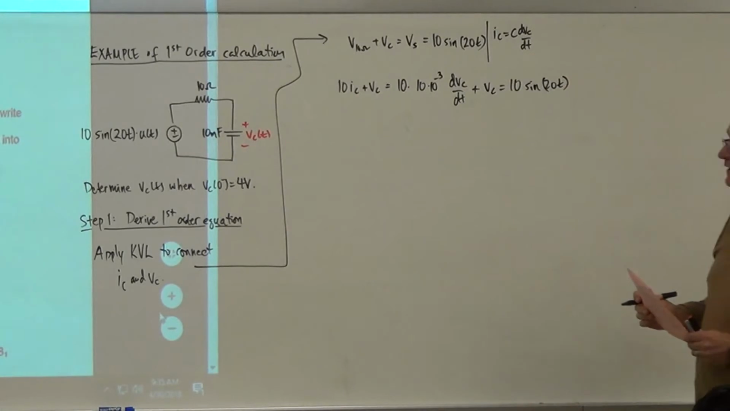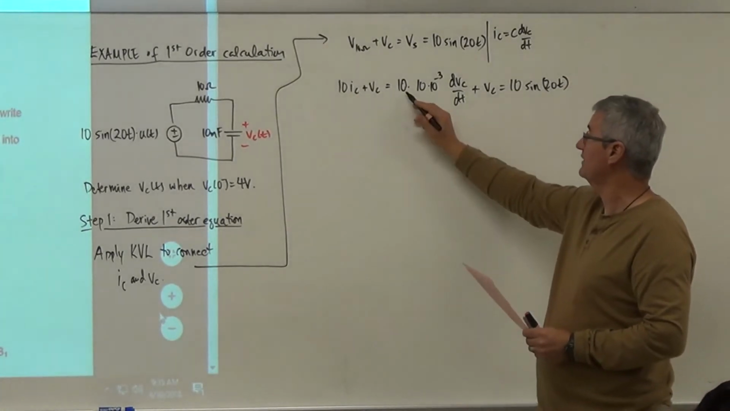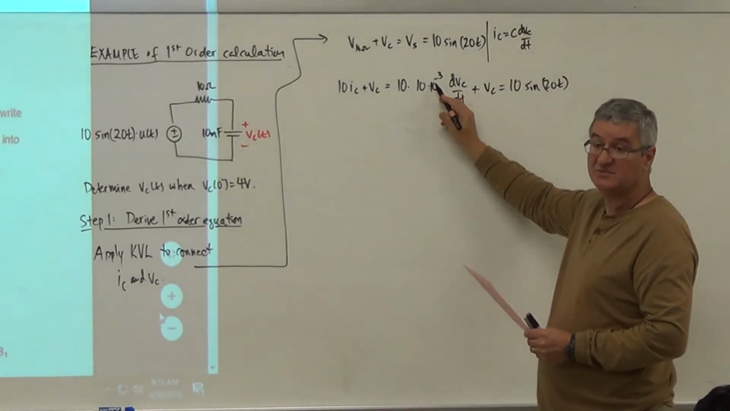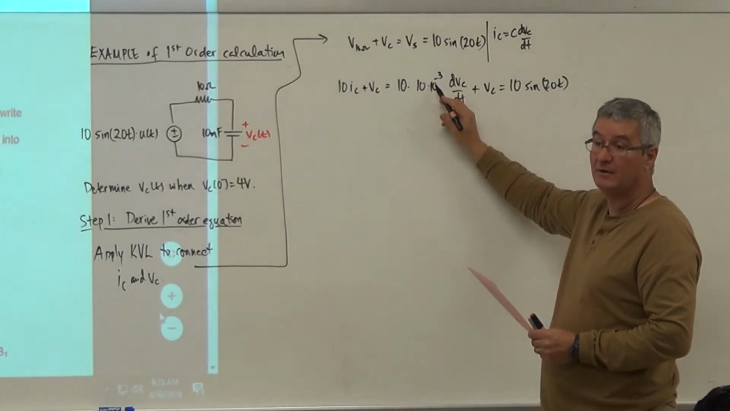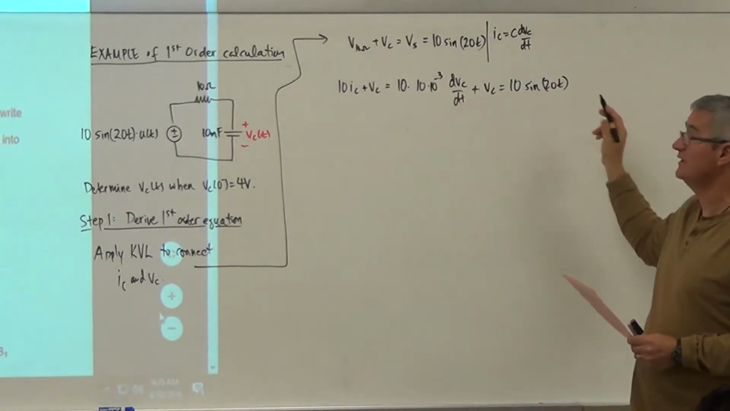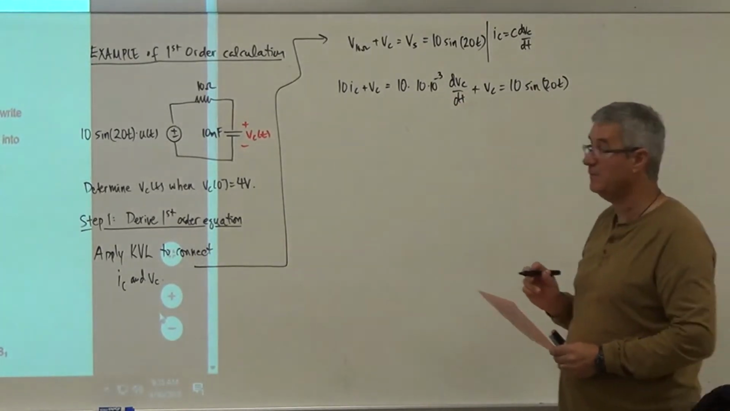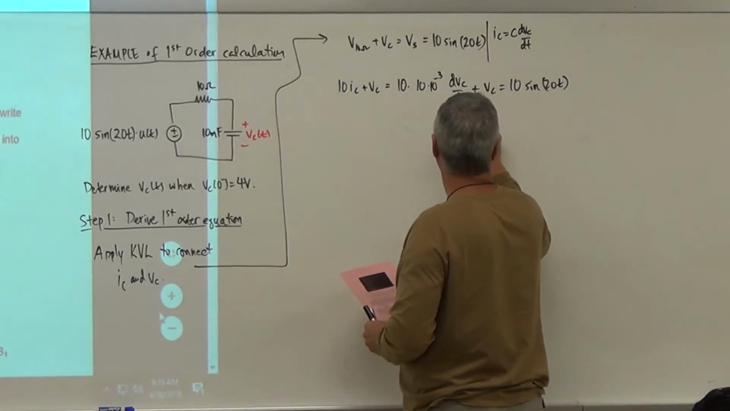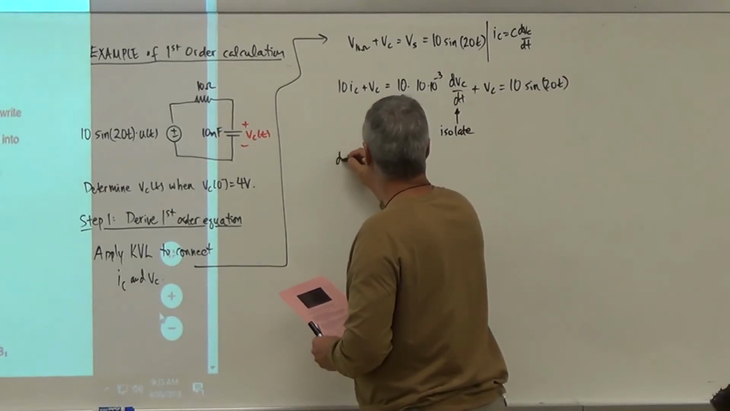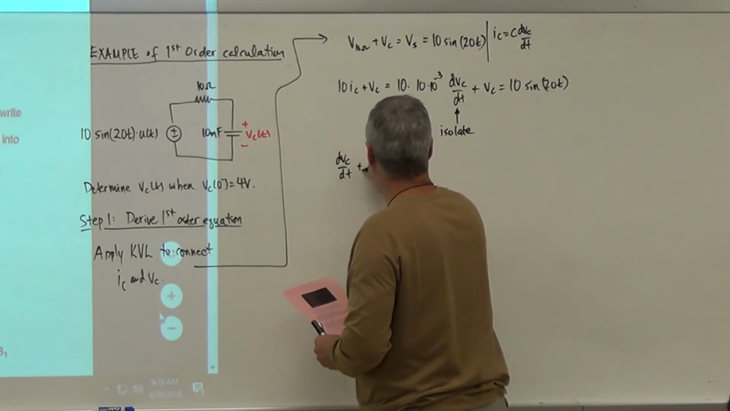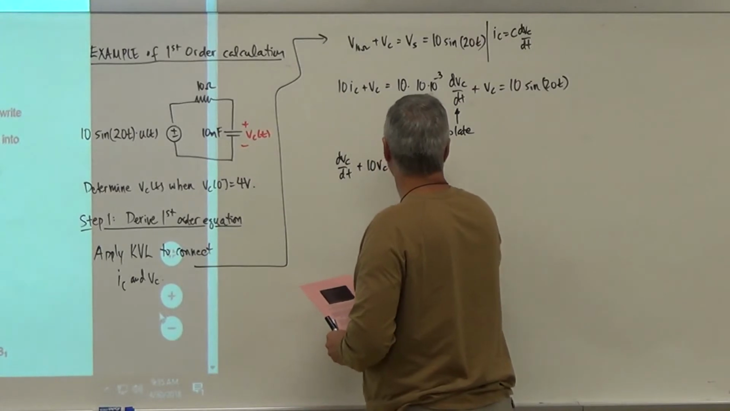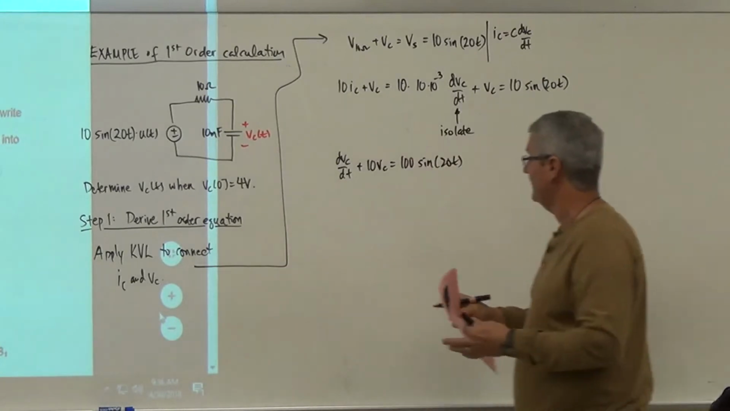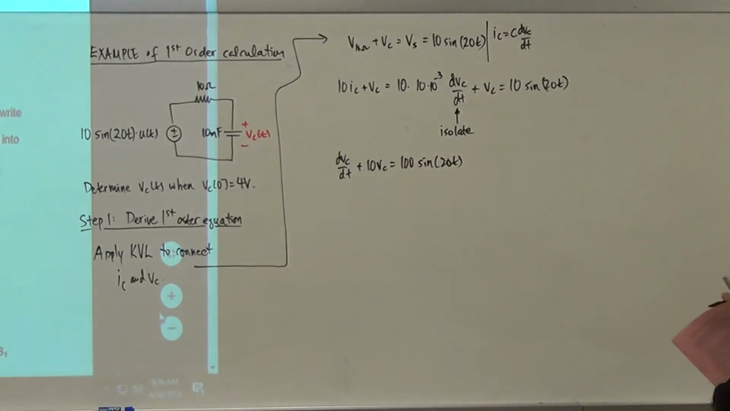So when I look at this, what I'm seeing is that I get 10 to the 2 times 10 to the negative 3 gives me 1 over 10. So what am I going to do? I'm going to multiply everything by 10. If I multiply everything by 10, that means I need to isolate this. So then I'm going to get dV/dt plus 10 VC equals 100 sine of 20t. And that's my first order equation.